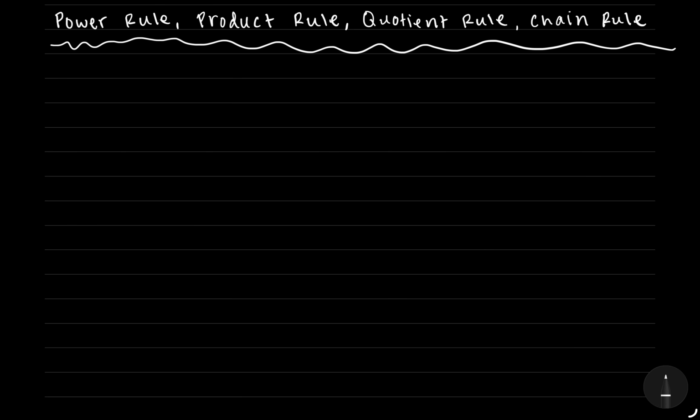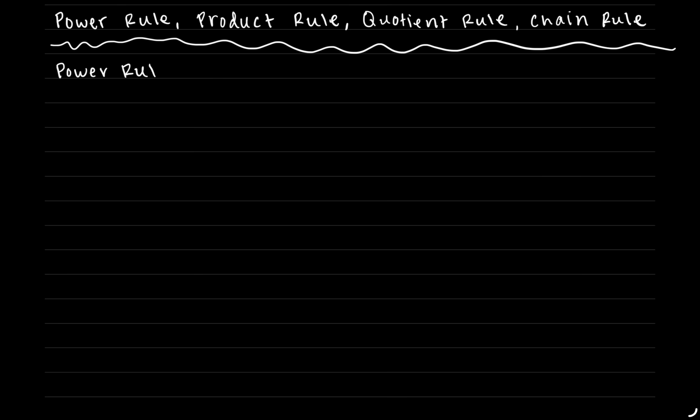Today we're going to be talking about the 4 big derivative rules. That would be the power rule, the product rule, the quotient rule, and the chain rule. We're going to go over these one by one, and we're going to talk about why they're important and where you use them, okay? First, let's start out with the power rule.